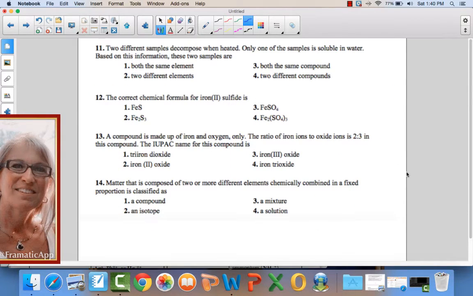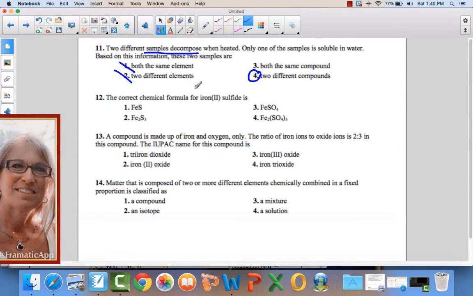2 different samples decompose when heated. One of the samples is soluble in water. So one is soluble in water, one isn't. So therefore we have two different compounds, because we can't have 2 different elements because elements don't decompose. The samples decomposed, so we can't have elements, so nothing about elements. And they can't be the same compound because one was soluble in water and the other wasn't.